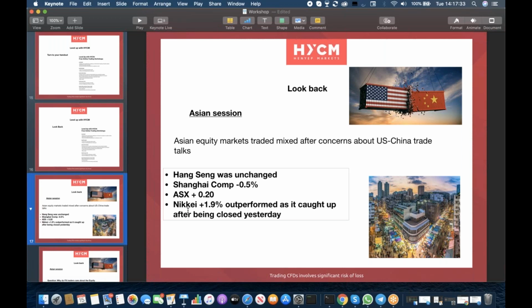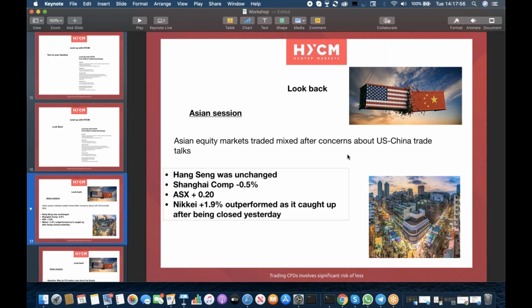So now we have concerns about the US-China trade talks, and those concerns are weighing on the equity market. The Hang Seng was unchanged and the Shanghai Composite was down. We're starting to see some pullbacks from the earlier gains because the market's concerned about what's happening with US-China trade talks.